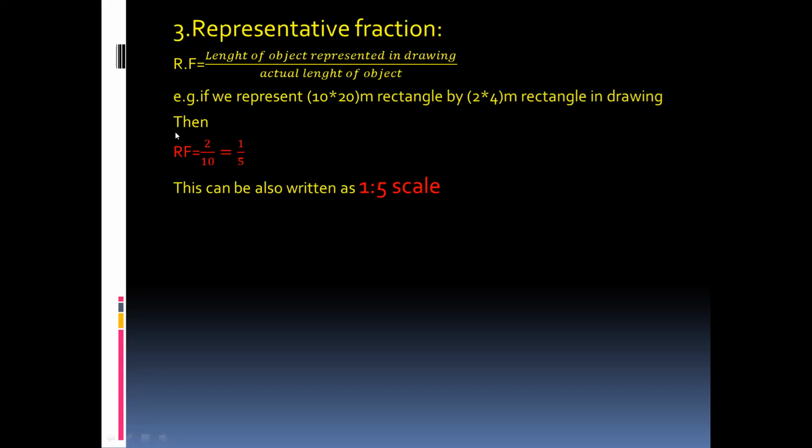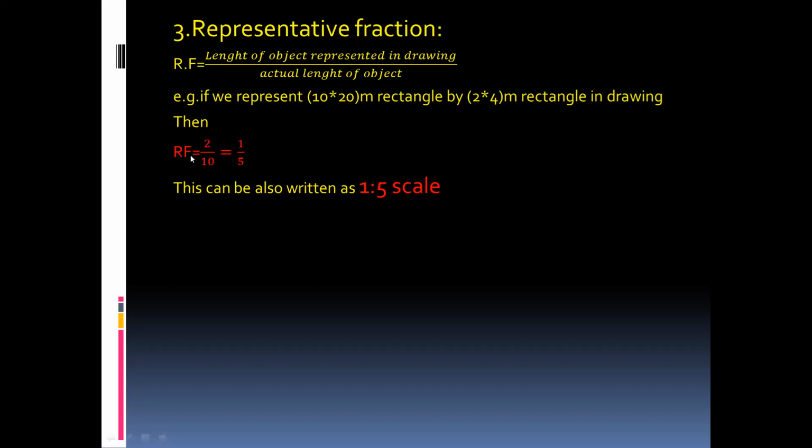For example, if we represent a rectangle whose actual size is 10 by 20 meter, that is, the height is 10 meter and its width is equal to 20 meter, and if you represent this rectangle by using the dimension 2 by 4 meter, that means 10 meter height is represented as 2 meter, and 20 meter is represented as 4 meter.